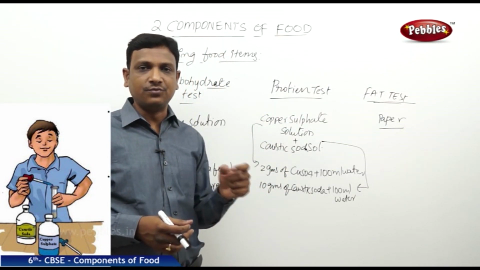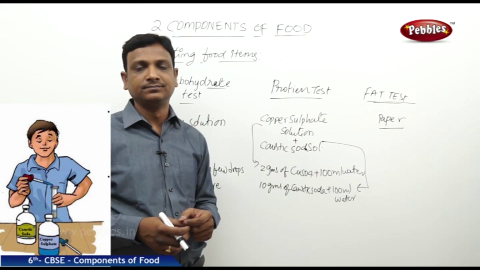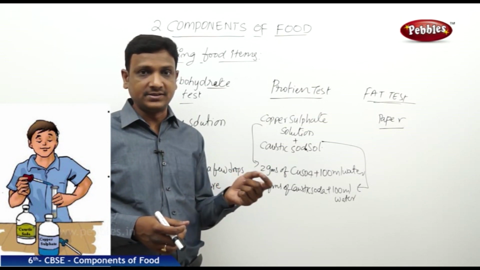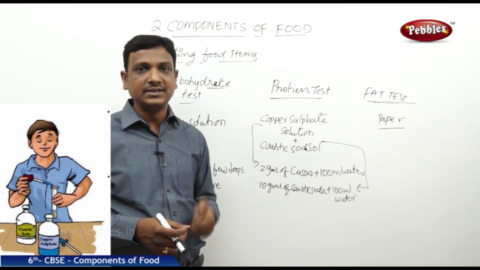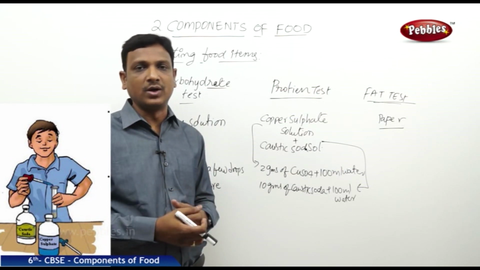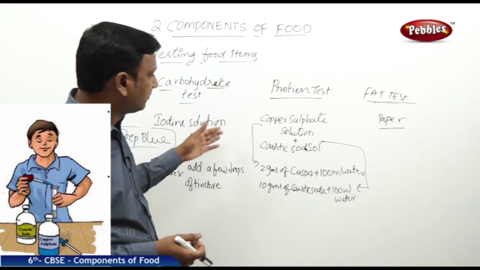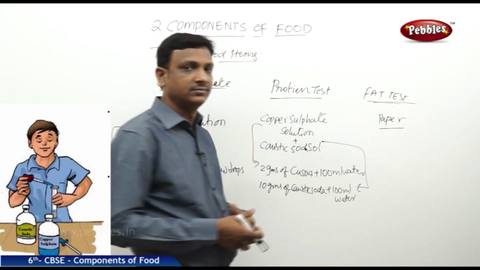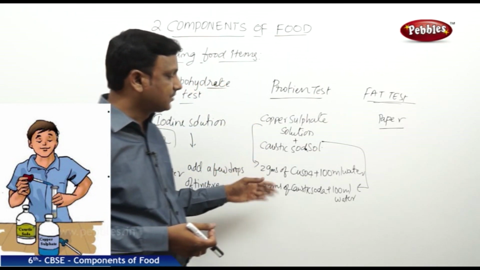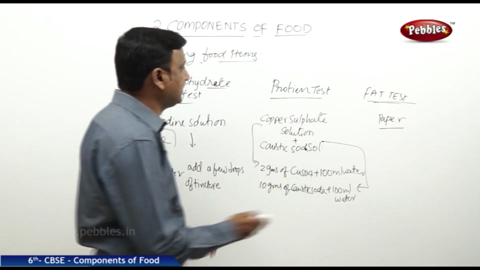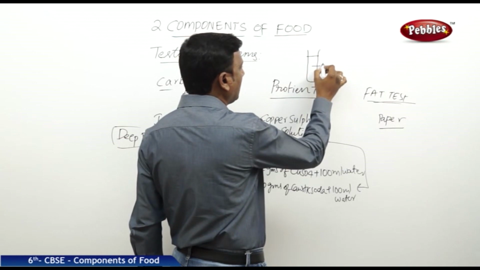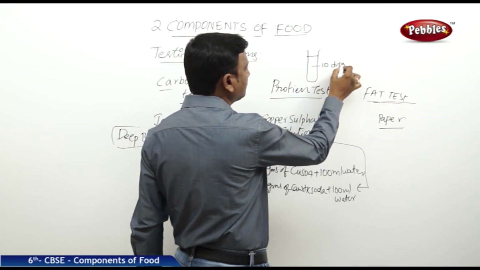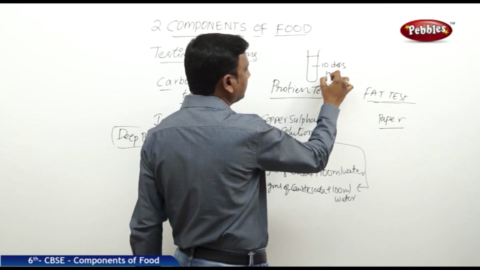You wanted to know whether the food item has got protein or not. So you are going to test whether a piece of chicken or something, beans, you crush them, mix with water. Now here you are going to add copper sulfate solution and caustic soda solution. So now let us see how to do this protein test. Take a test tube, add approximately 10 drops of water.